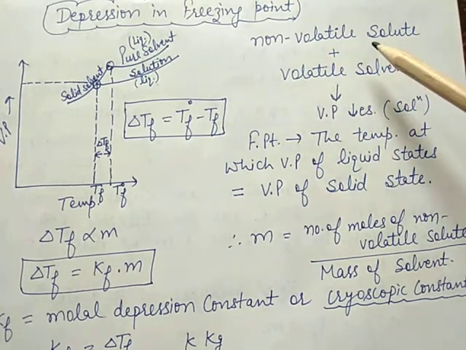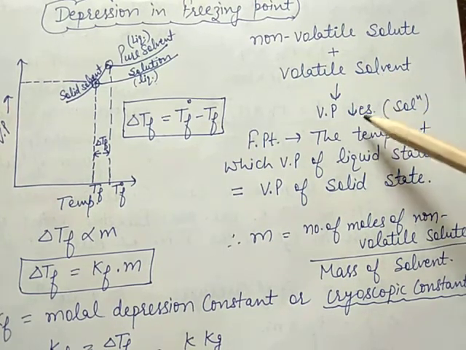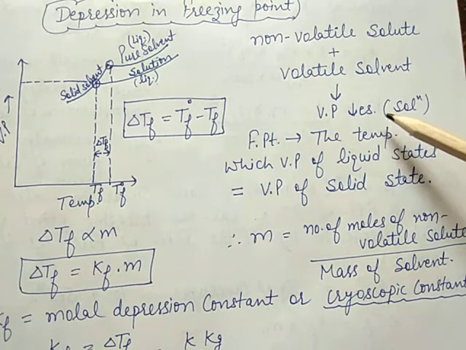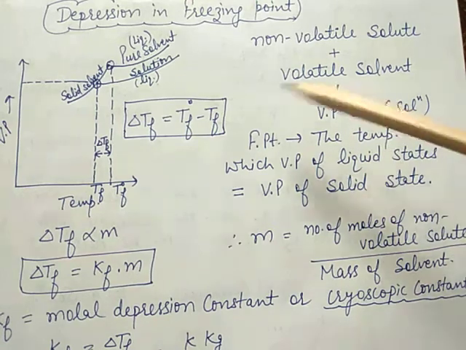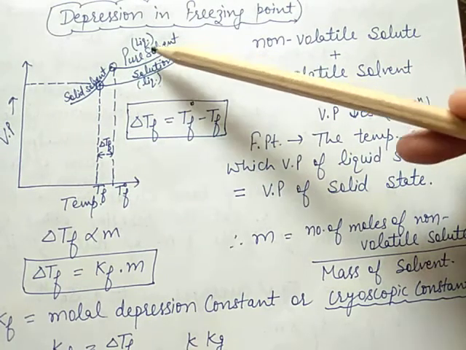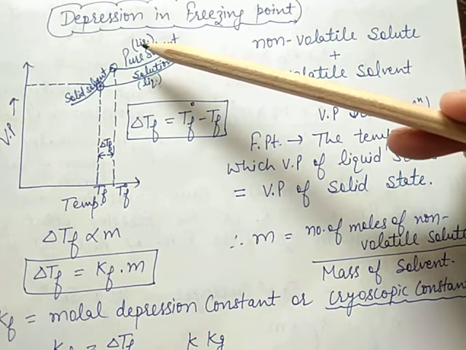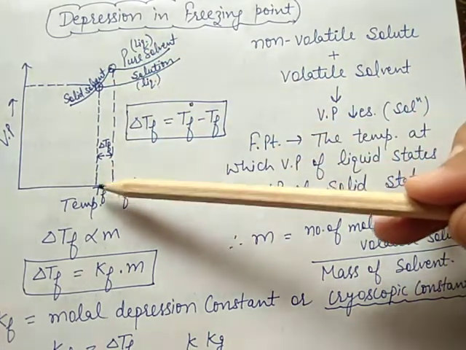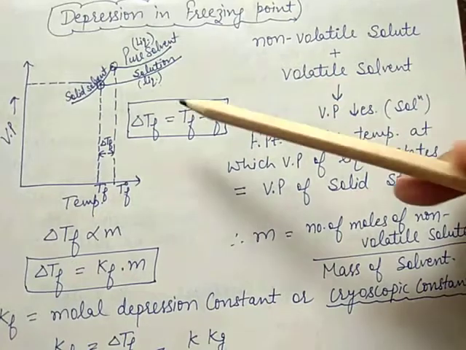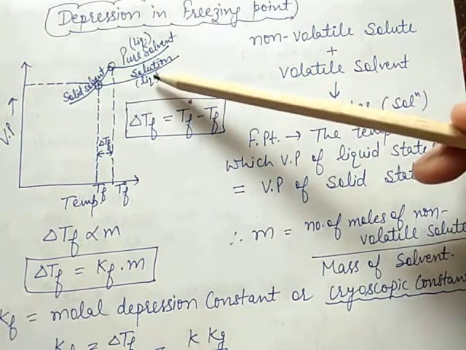When a non-volatile solute is added to a volatile solvent, its vapor pressure decreases. It would become equal to that of the solid solvent. This is the solid solvent, and this is the vapor pressure of the pure solvent present in the liquid state. This is the vapor pressure of the solid solvent, and this is the vapor pressure of the liquid solution.